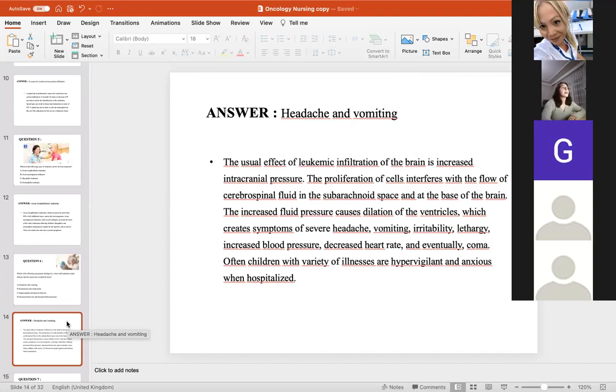And the answer is headache and vomiting. The usual effect of leukemic infiltration of the brain is increased intracranial pressure. The proliferation of cells interferes with the flow of cerebrospinal fluid in the subarachnoid space and at the base of the brain. The increased fluid pressure causes dilatation of the ventricles, which creates symptoms of severe headache, vomiting, irritability, lethargy, increased blood pressure, decreased heart rate, and eventually coma. Often, children with a variety of illnesses are hypervigilant and anxious when hospitalized.